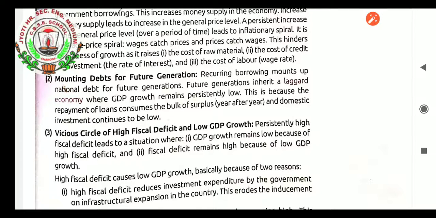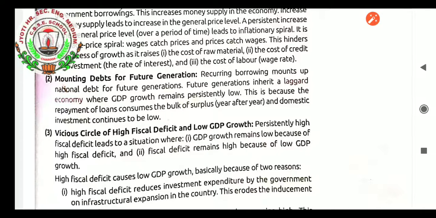They will take a loan, and in the future, the income they will be earning will go into payment of the loan they had taken. Years and years it will go on like that. So in that situation, what will happen? It will mount debt for the future generation. Recurring borrowings mount up the national debt for future generations.